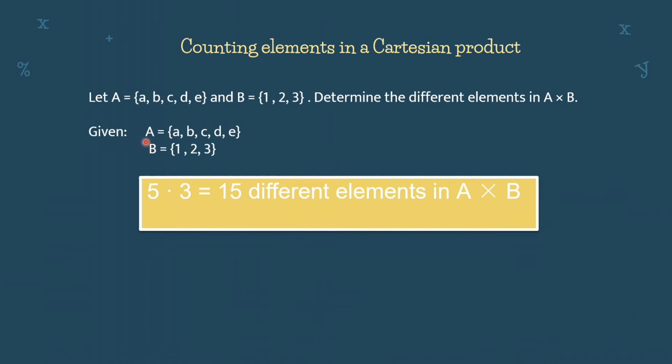So, we have the given. Pwede nating isulat muna yung given: A = {A, B, C, D, E}, and B = {1, 2, 3}. Kung mapapansin natin, sa set A, meron tayong 5 elements, and then sa set B is 3. Ayun, multiply lang natin siya. 5 times 3 is equal to 15 different elements in A times B. Ganun lang siya kadali.